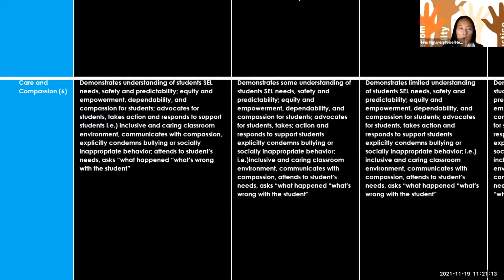So it demonstrates understanding of students' social emotional needs, safety and predictability, equity and empowerment, dependability, compassion for students, advocates for students, takes action and responds to support students. For example, inclusive and caring classroom environments, communicates with compassion, explicitly condemns bullying or socially inappropriate behavior. That was one that was really important. We believed in our setting, especially as bullying occurs oftentimes in athletic settings, whether in a locker room situation or where you see student skills shown at very high and very low levels. Attends to students' needs and asks what happened versus what's wrong with that student.